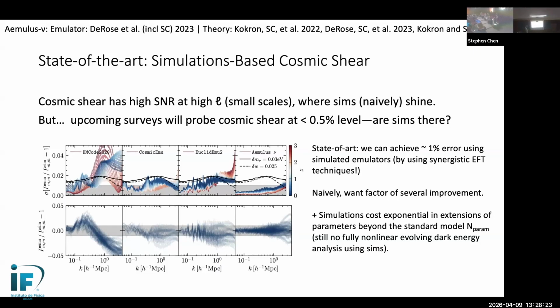Well, and so naively, we want a factor of several improvement. And furthermore, this is only for lambda CDM. If we want to go to even dynamical dark energy, which does get made interesting, the cost of these emulators is exponential in the number of parameters we're probing. That makes simulations naively very, very difficult to improve significantly.